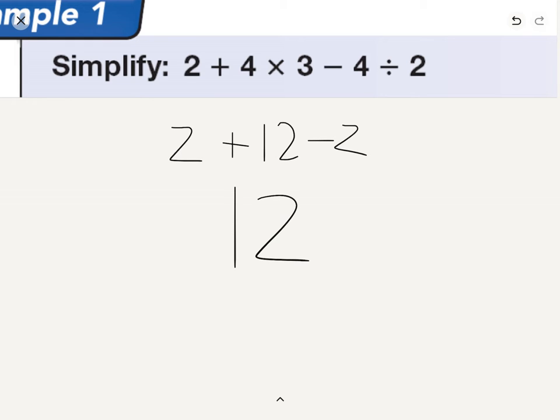Okay. So doing out all the steps. 2 plus 4 equals 6 times 3. You do the multiplication and division before you do any of the addition and subtraction.